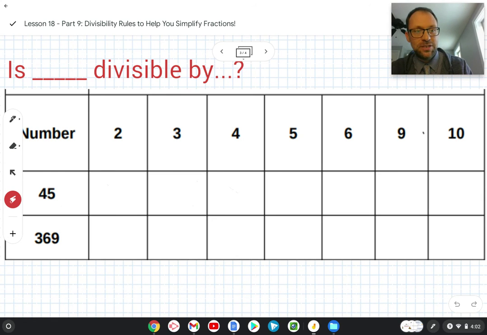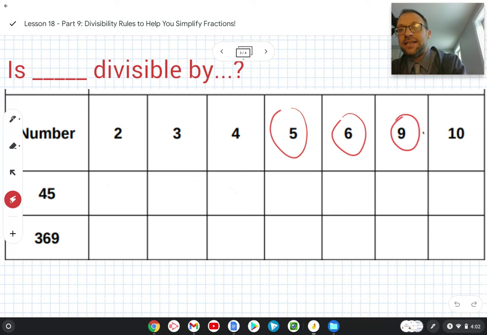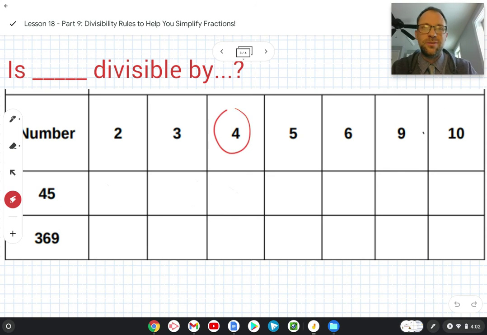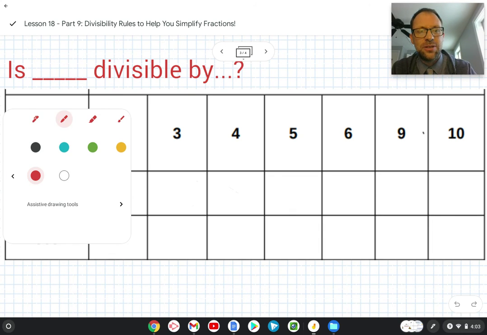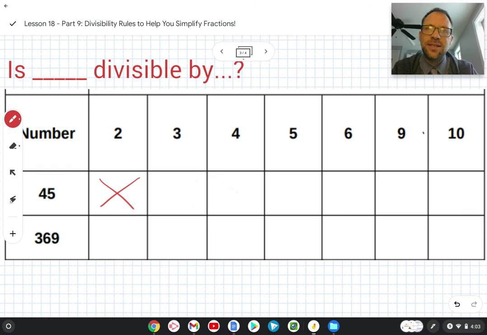So let's take a look at our first number, 45. We're going to test for divisibility for 2, 3, we can do 4, I guess, 5, 6, 9, and 10. And if you want to skip 4, I suppose you can. Let's start, okay? The divisibility rule for 2. Do you remember what that is? Yeah. Look at the last digit, and if it's even, 0, 2, 4, 6, or 8, then the number is divisible by 2. Is it even? It's not. 5 is an odd number, and so we're going to put a big red X in that square. Not divisible by 2. 45 is not divisible by 2.